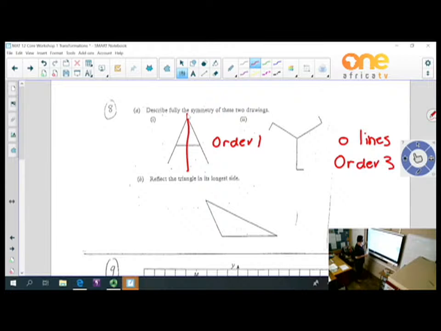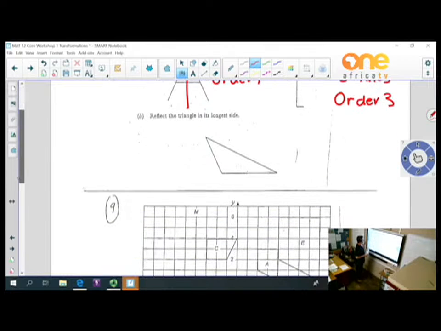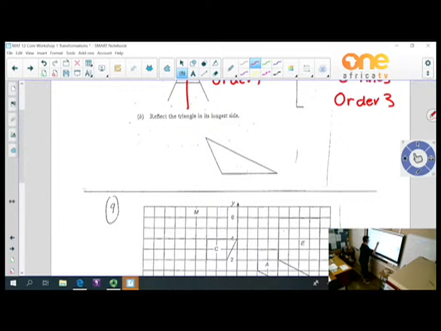Now here we have to draw the reflection in the longest side, which is obviously this side here. Now remember, this is not vertical. It is always a good idea to turn your paper so that your line of symmetry is in line with your body. Then it is easier to draw it. So turn your page so that you can find that point.